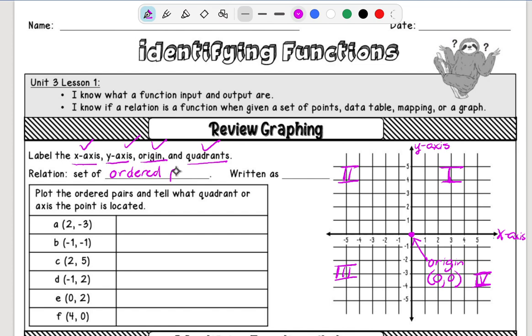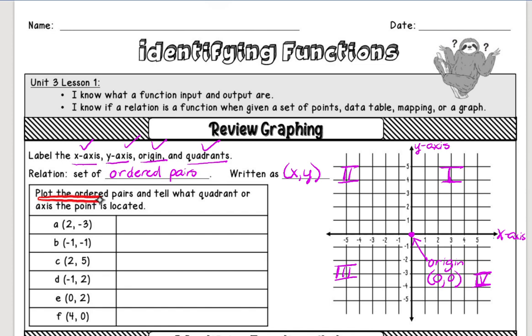Ordered pairs sounds all technical, but that's really just the point that we write as x comma y. So we can have point A. It's going to tell us to plot the ordered points and tell what quadrant or axis the point is located. So this is my ordered pair, just the kind of fancy terminology for that guy. It's going to be 2 comma negative 3.